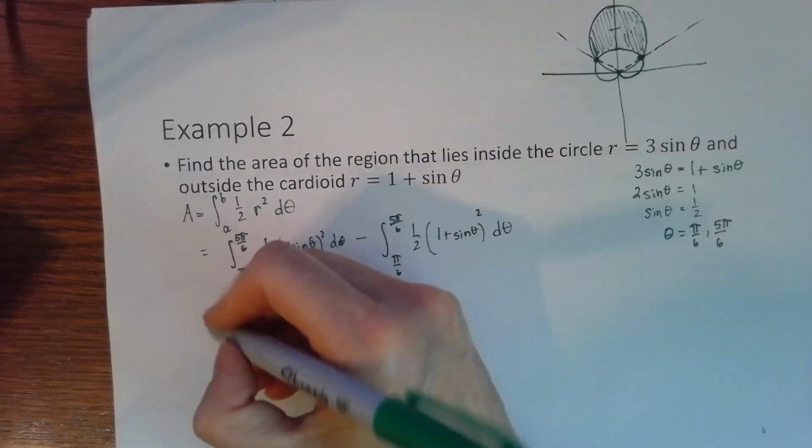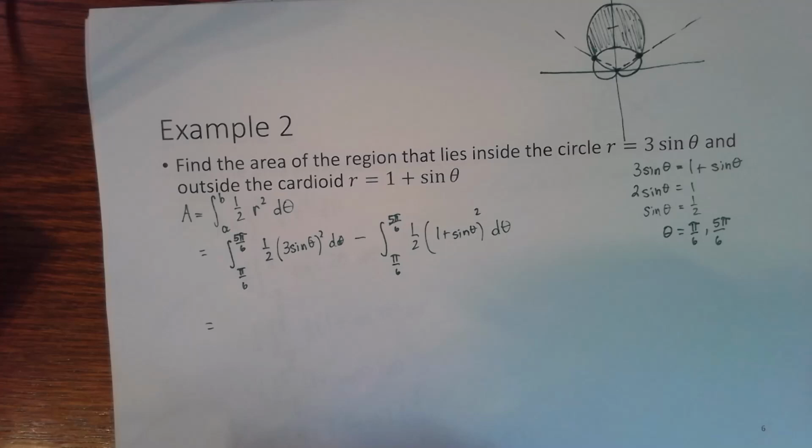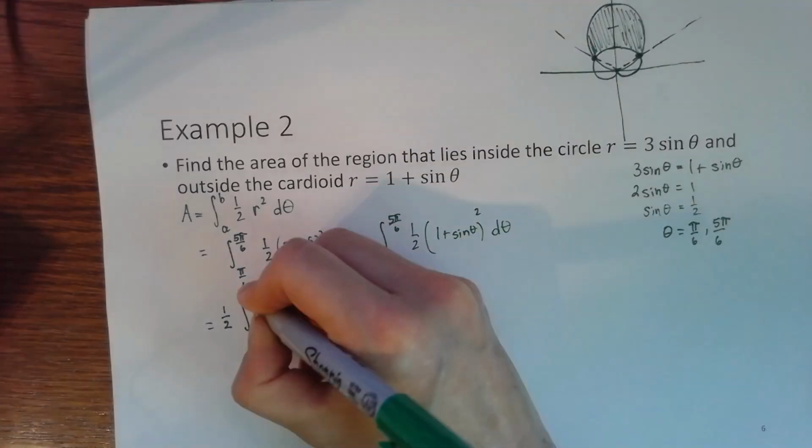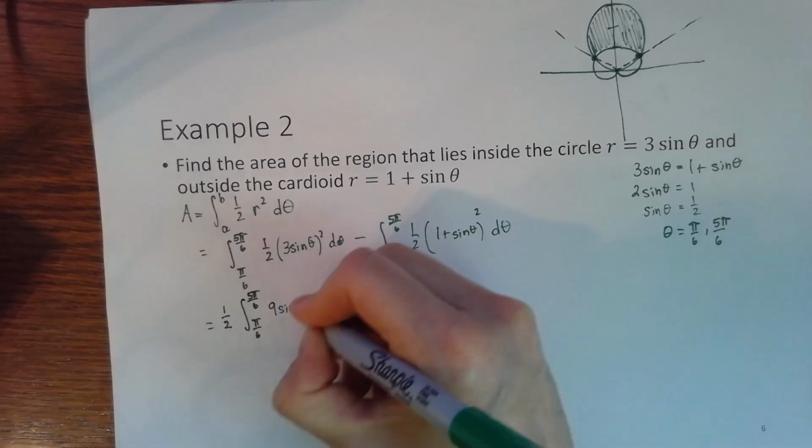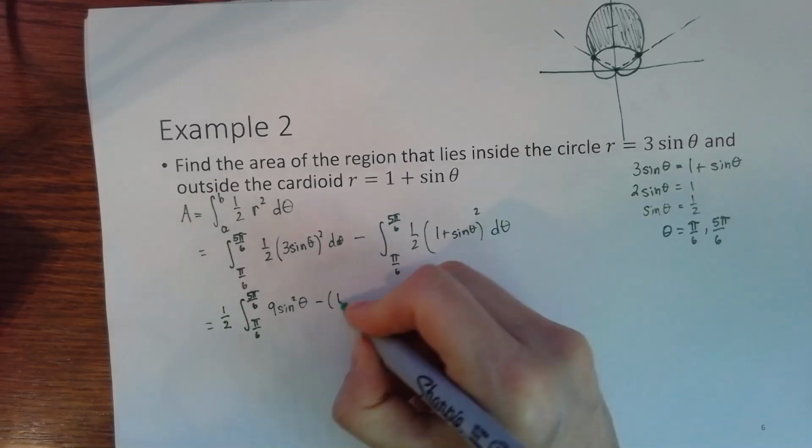Okay, so let's pull the 1/2s out, and also we see that the bounds are exactly the same, so we can turn that into a single integral. So this will be 1/2, the integral from pi over 6 to 5 pi over 6. When we square that, we're going to get 9 sine squared theta, and then we'll subtract off. When we square this, we're going to get 1 plus 2 sine theta plus sine squared theta.